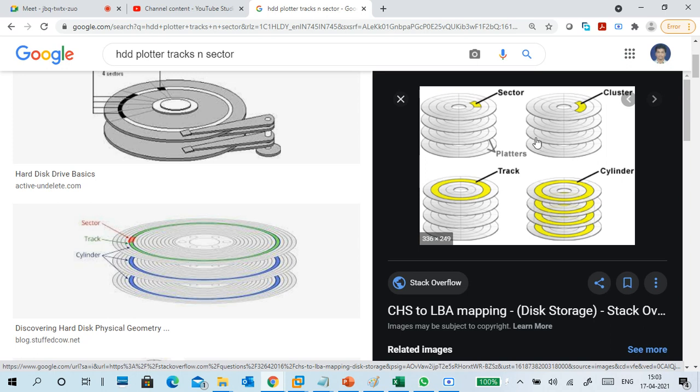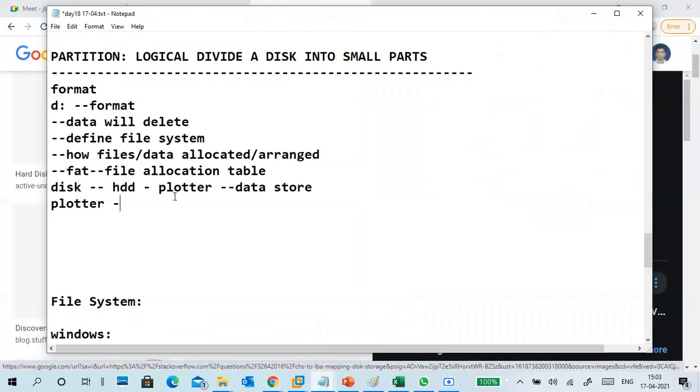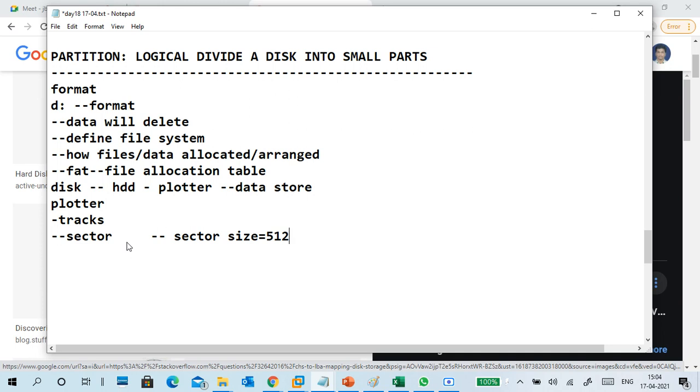Okay, so this is sector, tracks, and cylinders. The platter has tracks, and a part of a track is called a sector. So on the platter we have tracks, and a sub part of a track is a sector. Normally each sector size is 512 bytes. Each sector size is 512 bytes.